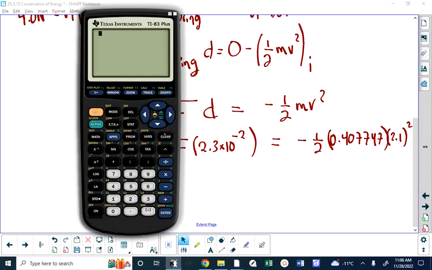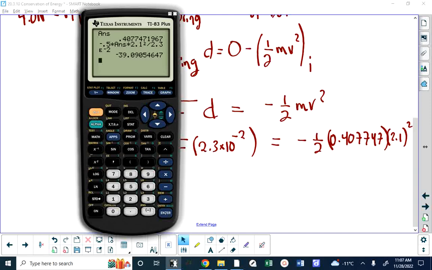So not much for rearranging here. I'm going to take negative 0.5 times, I still have that number there, yep, negative 0.5 times my mass times the 2.1 squared, and then I need to divide by that 2.3 multiplied by 10 to the negative 2. And this is what I get.